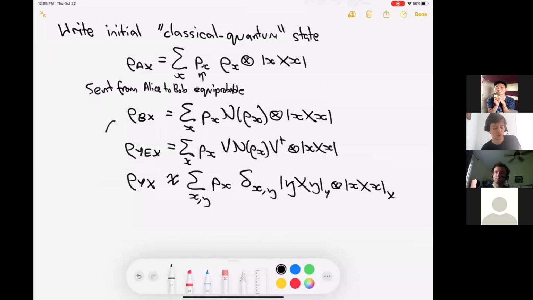These two are collectively the measurement, which we represented using a Stinespring isometry plus a partial trace.